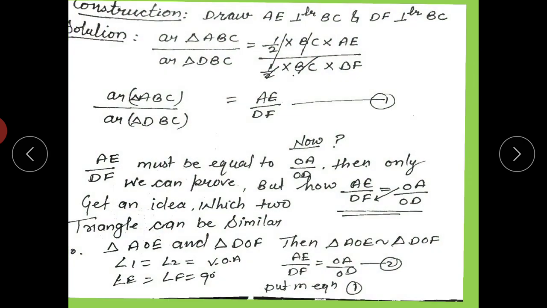So in two triangles, two corresponding angles are equal, then triangles are similar. So angle 1 is equal to angle 2, vertical opposite angles, and angle E is equal to angle F is equal to 90 degrees. By that construction, we can say that triangle AOE is similar to triangle DOF. Why? Because of the angle similarity criterion. So if these two triangles are similar, then AE upon DF is equal to OA upon OD. Then in place of AE upon DF put OA upon OD. Hence we prove the question.